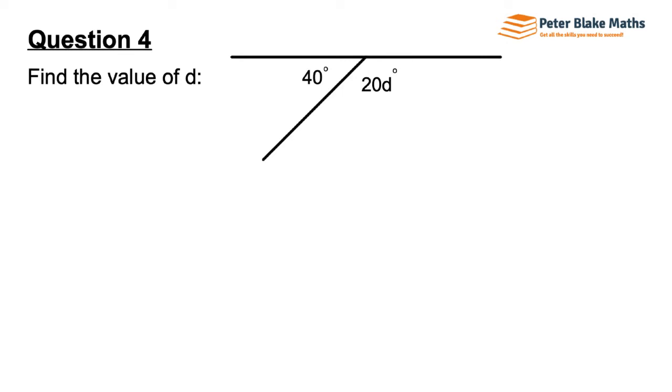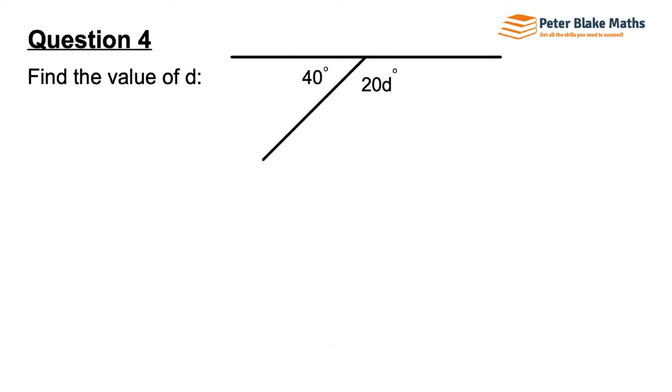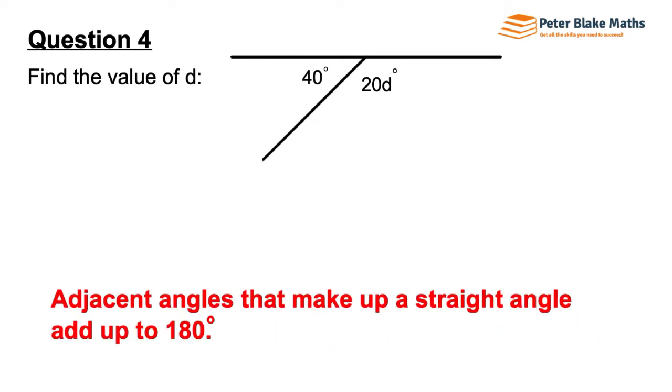Question 4. Find the value of d in the diagram. Adjacent angles that make up a straight angle add up to 180 degrees. So we can see that 20d and 40 will add up to 180 degrees. So we can make up a bit of an equation here. 20d is going to equal 180 degrees minus 40 degrees. So on the right hand side that will end up being 20d equals 140.